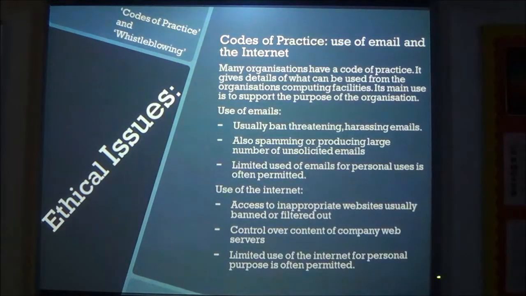Ethical issues is next. The use of emails and the internet within businesses and organisations will have a code of what can be done and what can't within the business. With the use of emails, they would usually ban impersonation, harassing emails, also spamming or producing large numbers of unsolicited emails, and limited use of emails for personal use is often permitted. The use of the internet would involve accessing inappropriate websites, usually banned or filtered out, controlling the content of company web servers, and limiting the use of the internet for personal purposes is also often permitted.